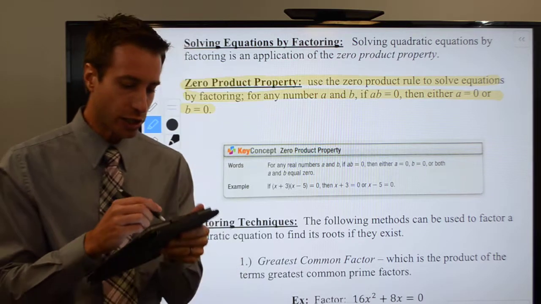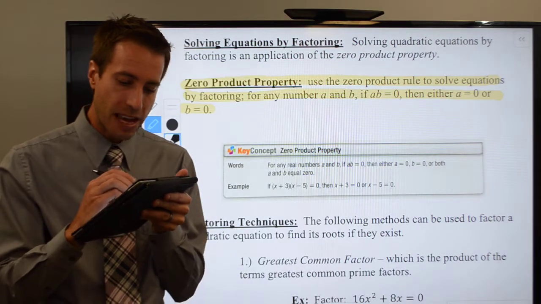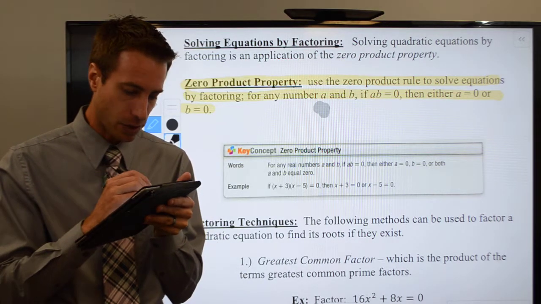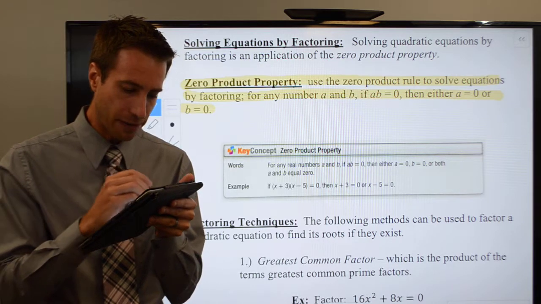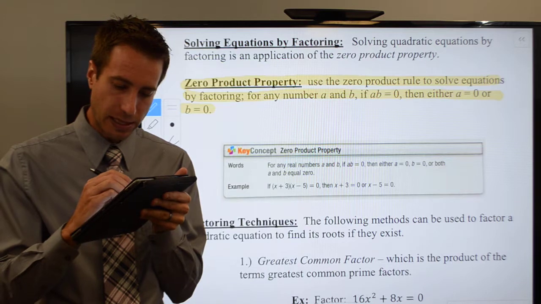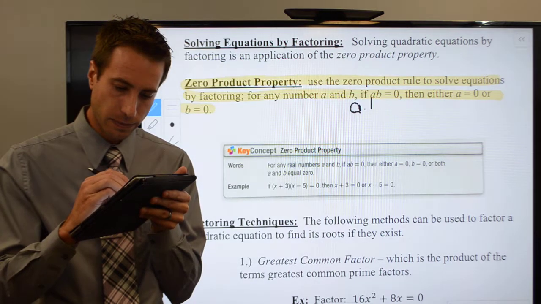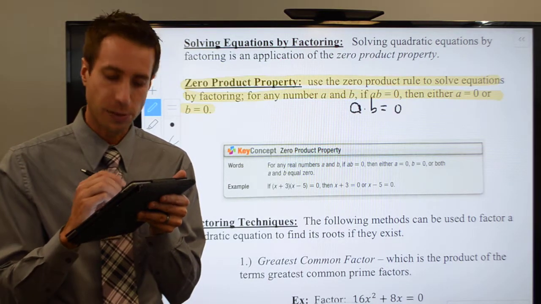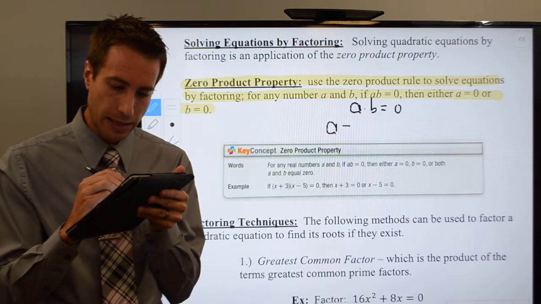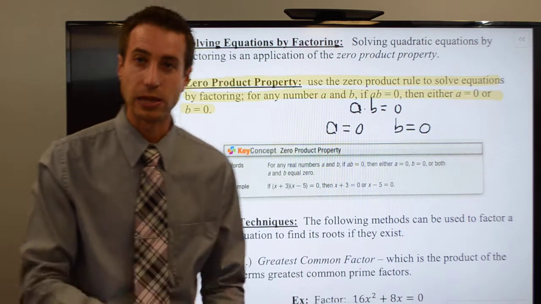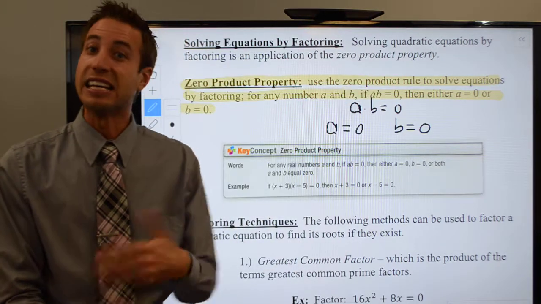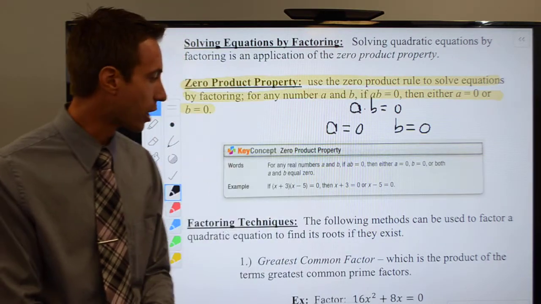So here's what you're going to do in order to figure it out. If you have A times B is equal to 0, you're just going to split them up and do A is equal to 0 and B is equal to 0. And what you will have done then is solve. So here's what you guys are going to come up with.